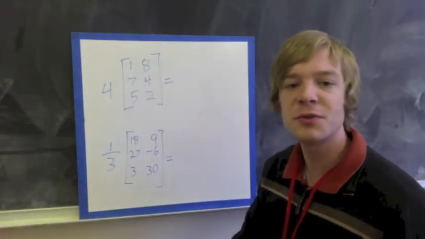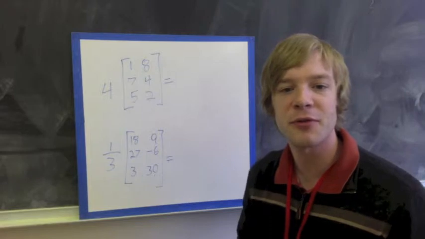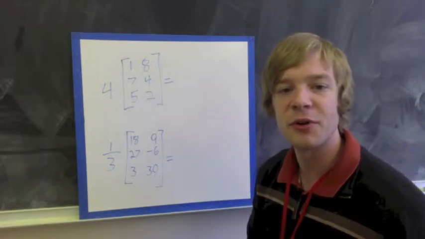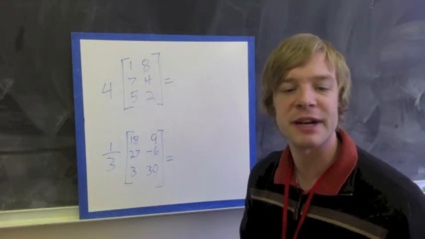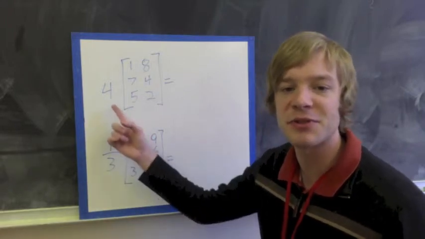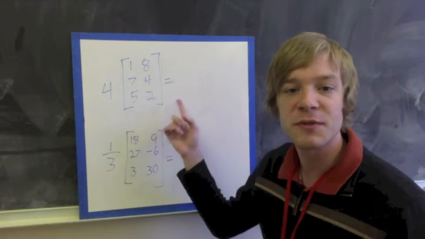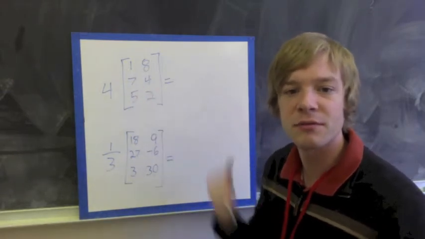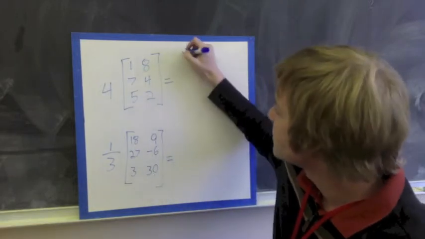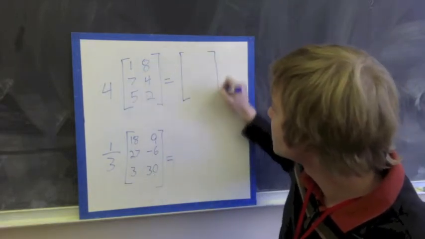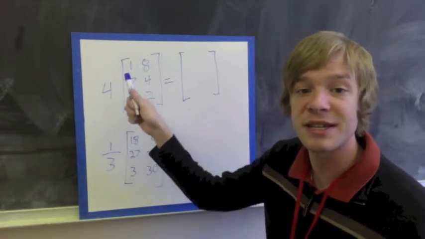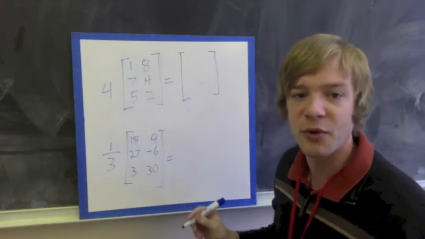Alright, I've got two matrices here. They're both 3 by 2 matrices, and we are going to multiply each of these matrices by a scalar. So this first matrix, I'm just going to multiply each of these entries by 4. I'm still going to end up with a 3 by 2 matrix. All I have to do is take each entry and multiply it by the 4 in front.